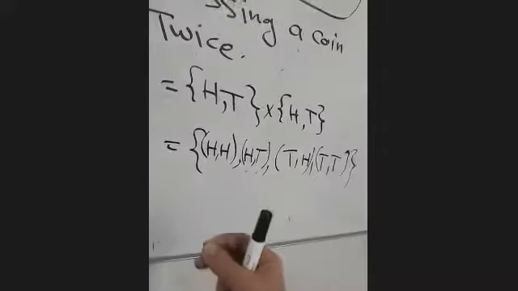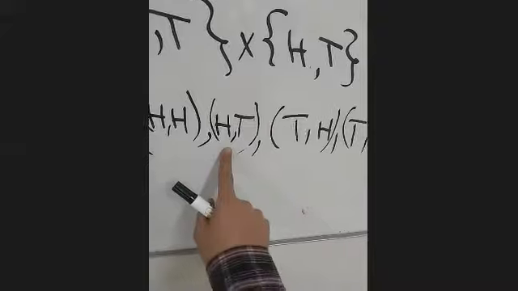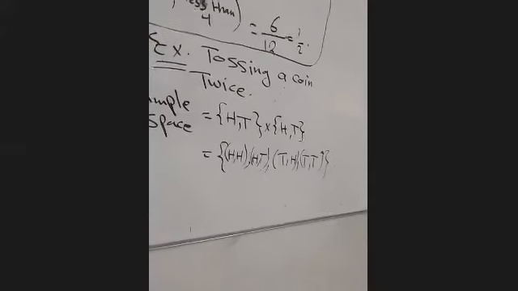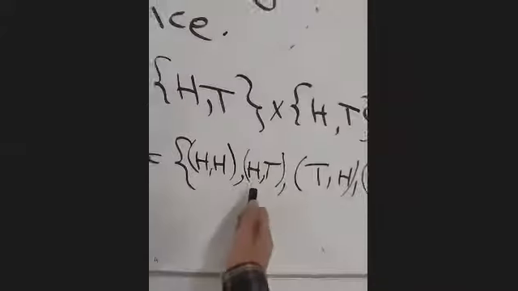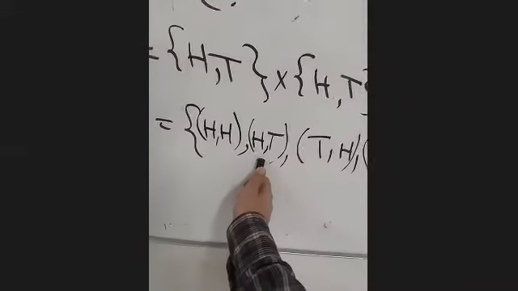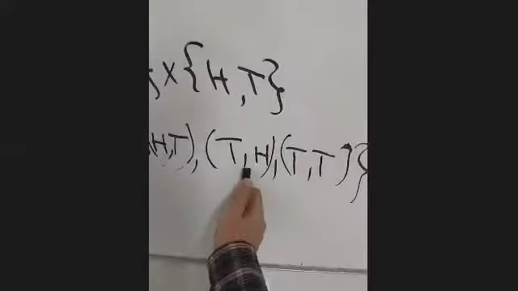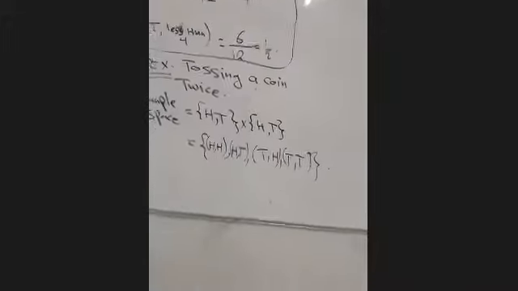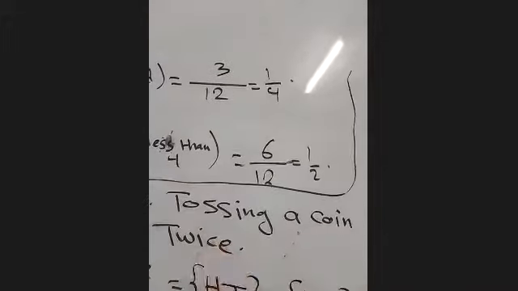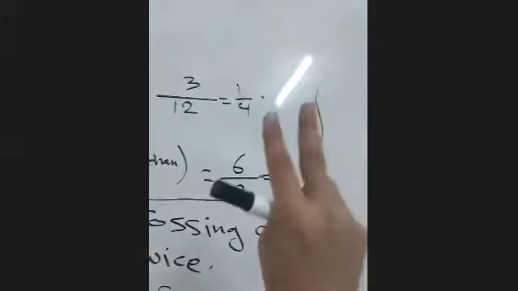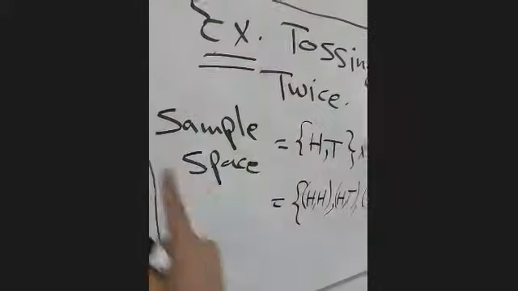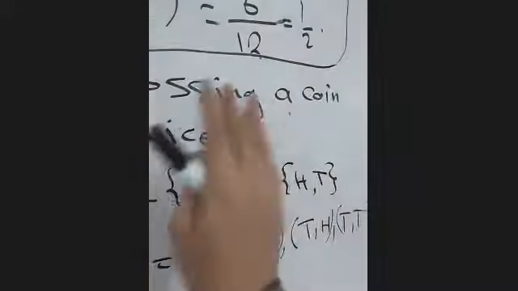But what is the difference, guys, between head tail and tail head? The same thing? No, it is not the same. Head and tail means at the first time you get head and at the second time you get tail. Tail and head means at the first time you get tail, at the second time you get head. They are totally different. So if you toss a coin twice, either you get two heads, two tails, one head and one tail, or one tail and one head, and all of them are here. This is what we call the sample space of a compound experiment.